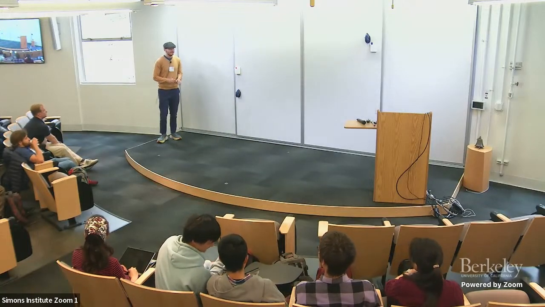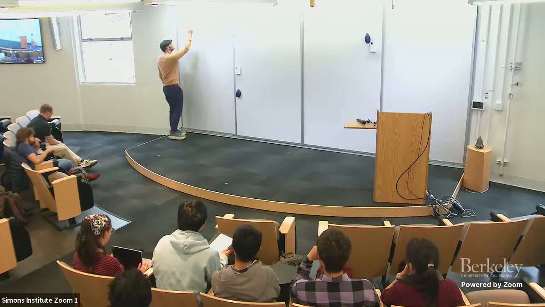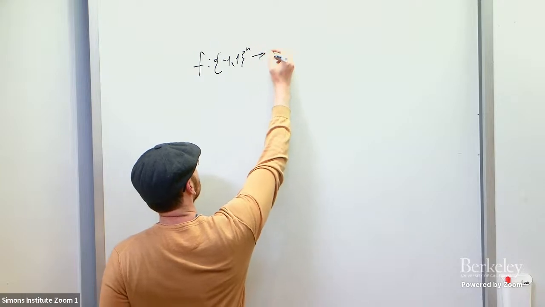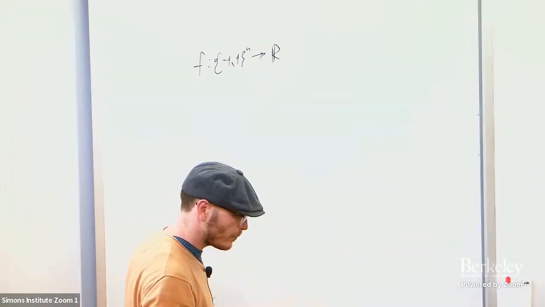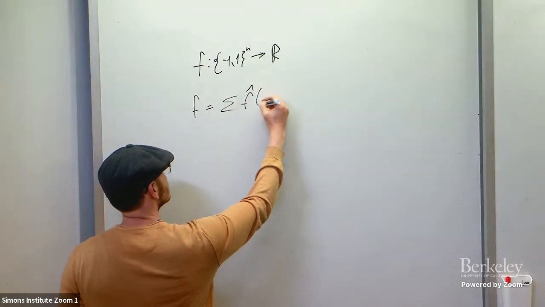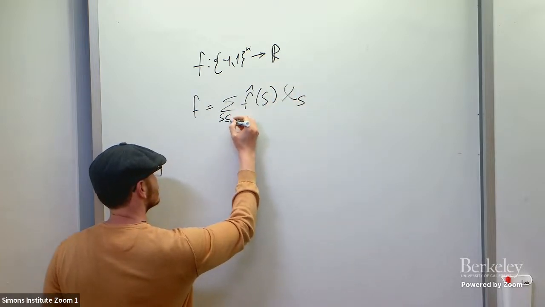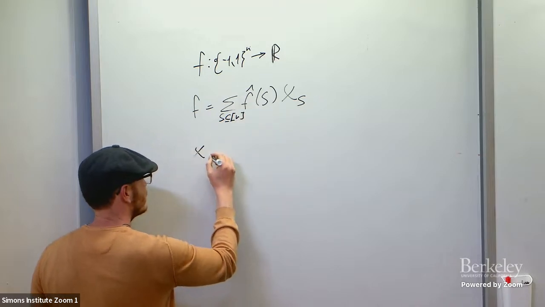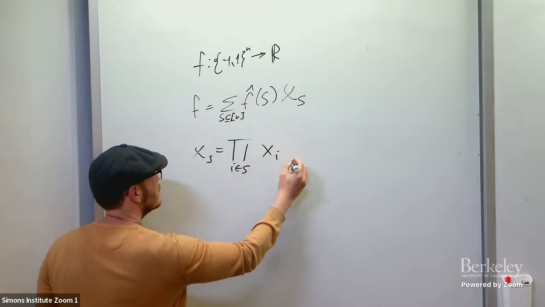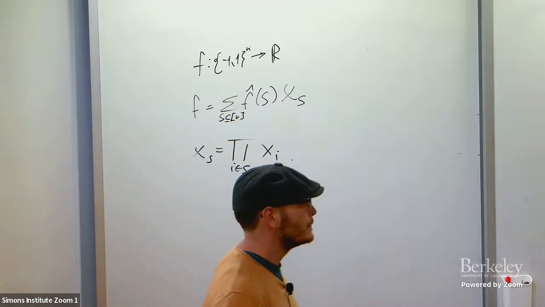Okay, so I'll start with talking about hypercontractivity in general. So we have a function on the Boolean cube. We can write it as its Fourier expansion, where the characters chi_S are an orthonormal basis given as the product of the elements in S.